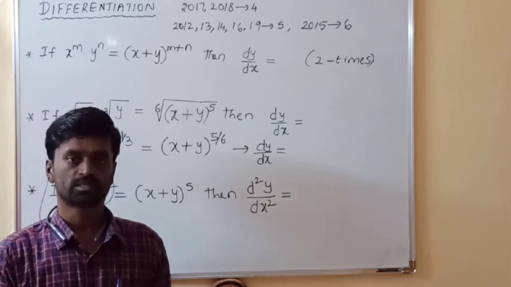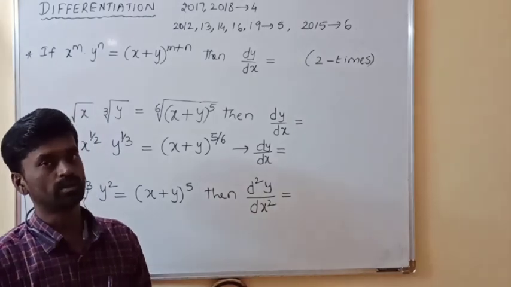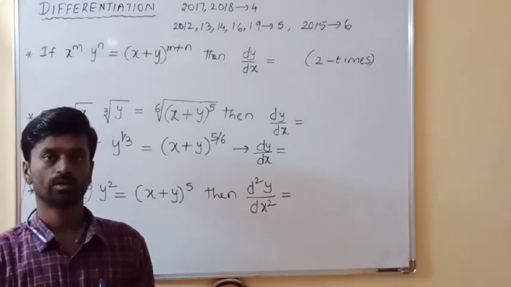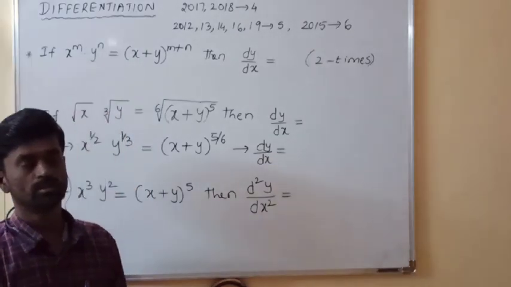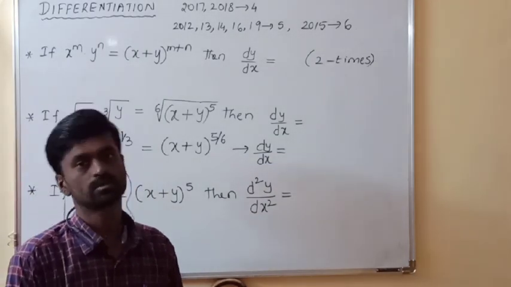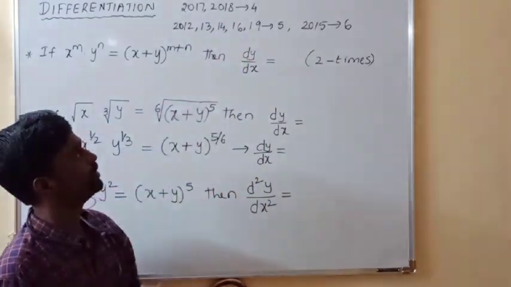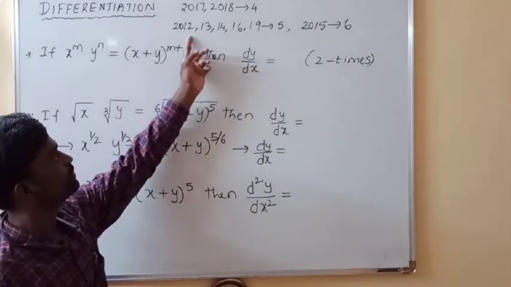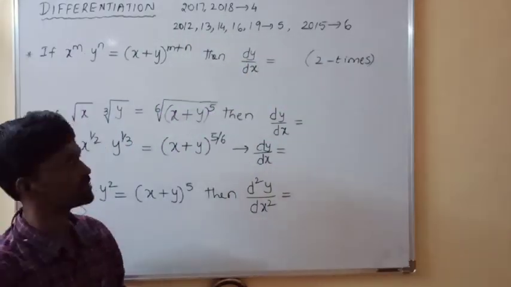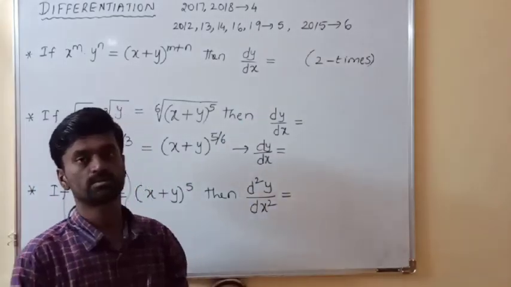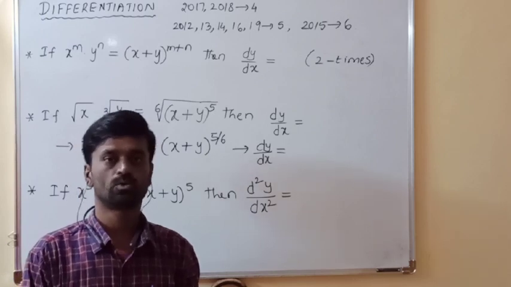So today I am going to explain previous year KCET problems from the topic differentiation. If you observe, every year they are asking around 5 questions from differentiation in KCET. In 2017 and 18 there were only 4 questions. In 12, 13, 14, 16, 19 they asked 5 questions, and in 2015 they asked 6 questions. So on average they are asking 5 questions.